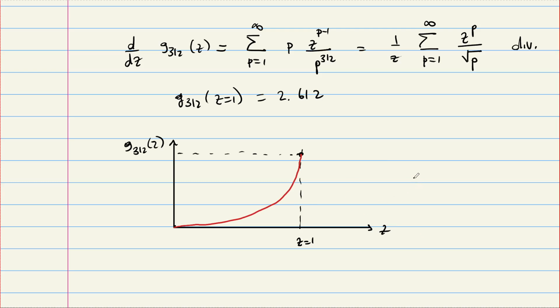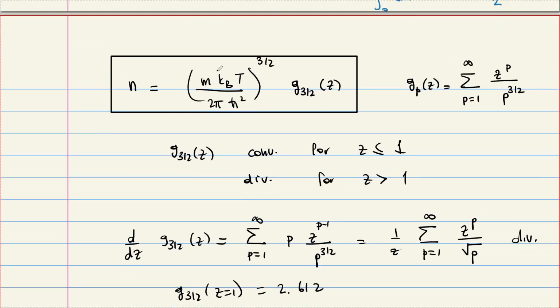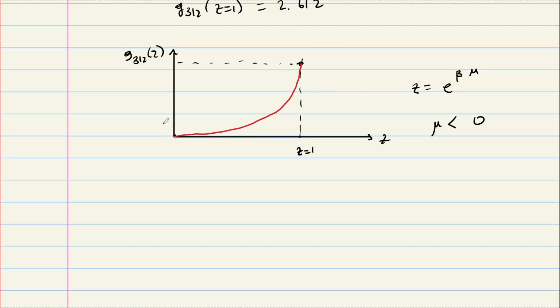And here, z is equal to e^(βμ). When z is between 0 and 1, β is always positive, it is the inverse temperature, so μ should be negative, right? μ should be negative. So here is n, here is g, and there's this T factor. Rather than looking at this as a function of z, we can invert this. So I can take this axis and invert it like this.